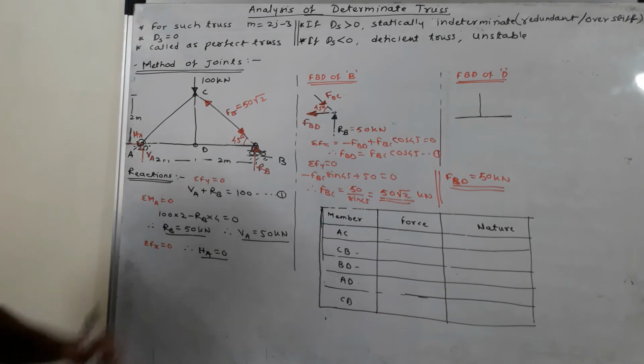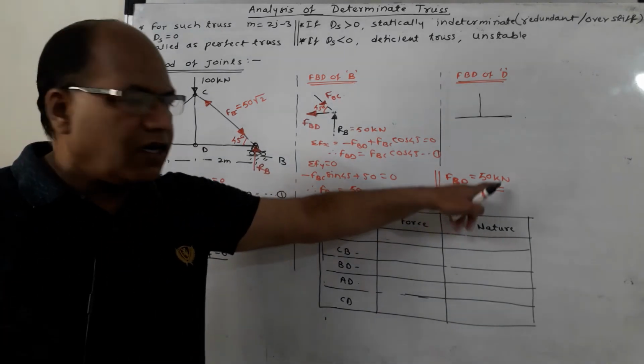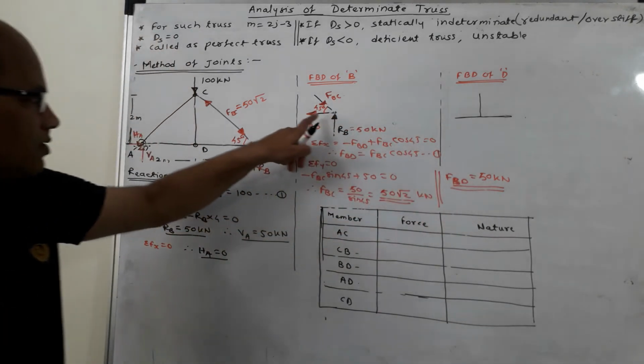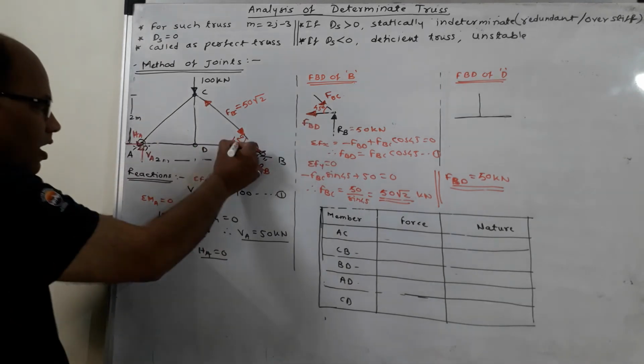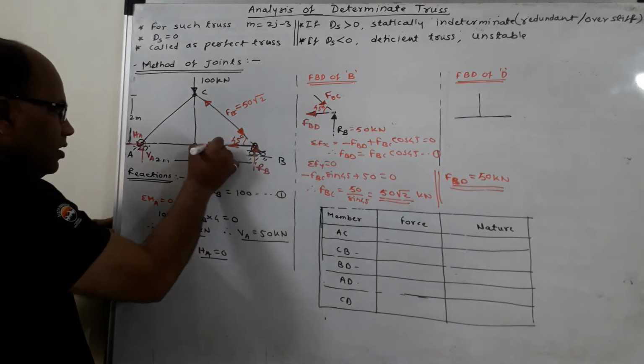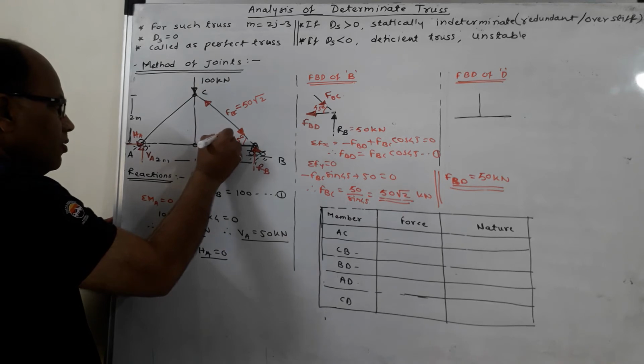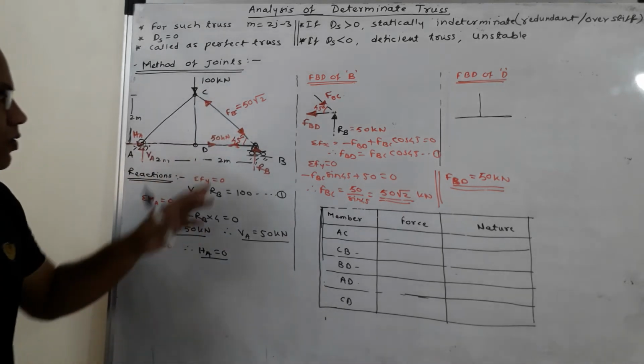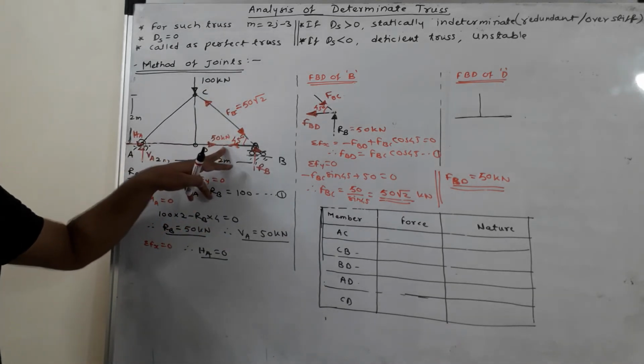Now the FBD is also known, it is 50 kilonewton. I am getting it as positive. It means that this assumed direction is correct, and I will be showing this direction over here, and this is 50 kilonewton. So forces in the two members are known to us.